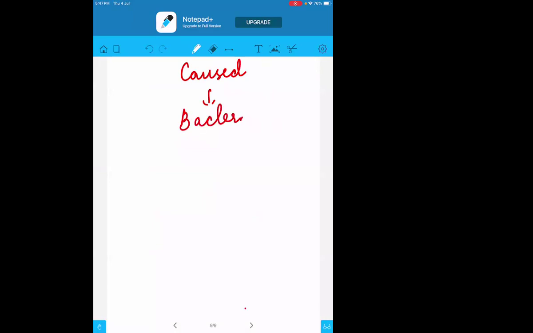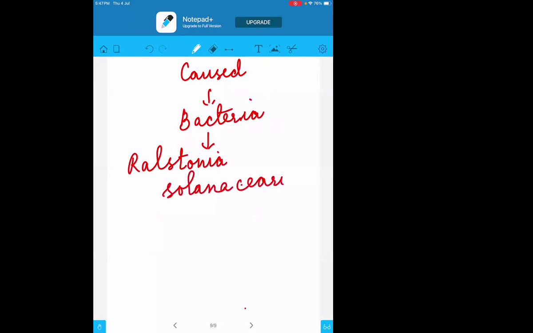The name of the bacteria is Ralstonia solanacearum. Ralstonia solanacearum. Clear, children?